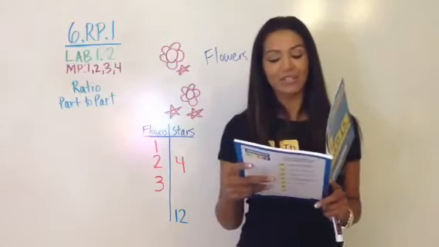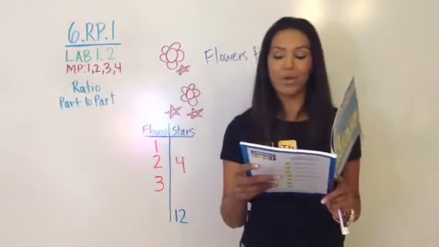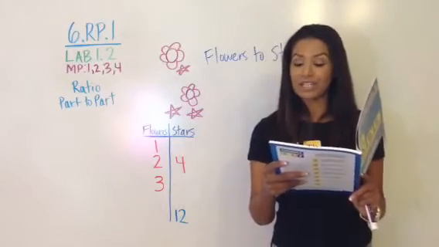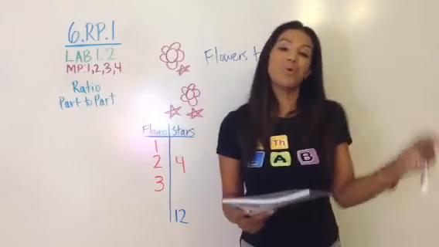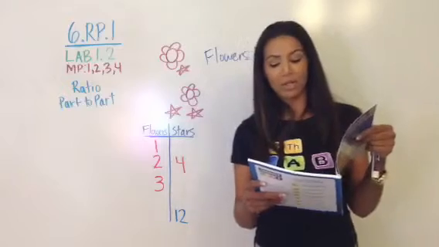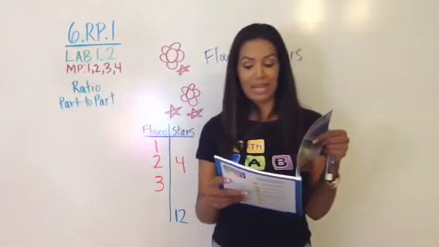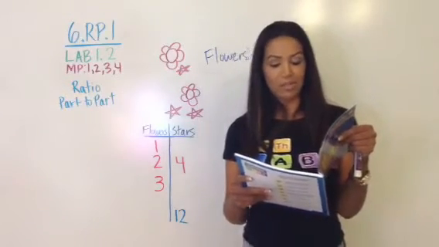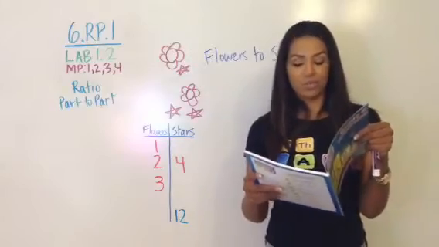It says, write each ratio in 3 ways. 1, using a colon. 2, a fraction. And 3, with the word to, T-O, and I'm going to show you that in a moment. And then make a table to show equivalent ratios and state one of the equivalent ratios. And it also asks us to write the meaning.